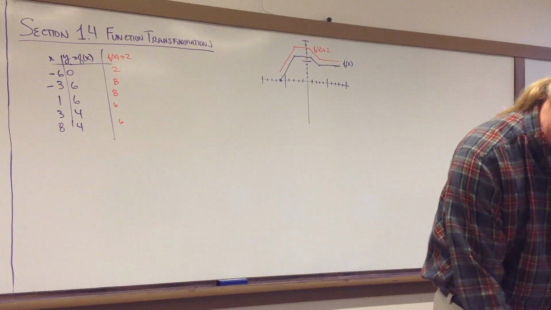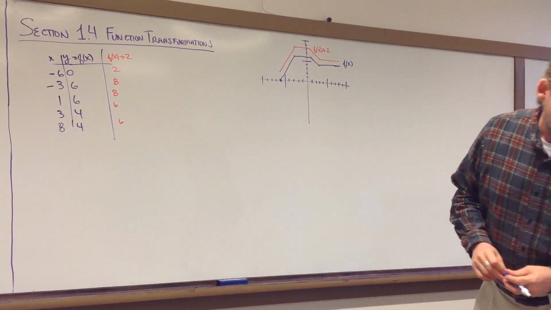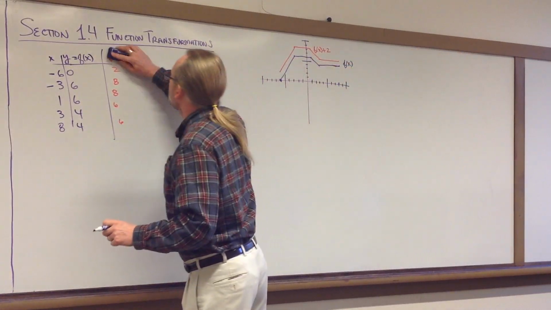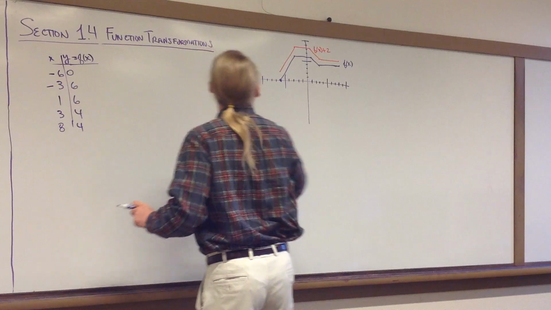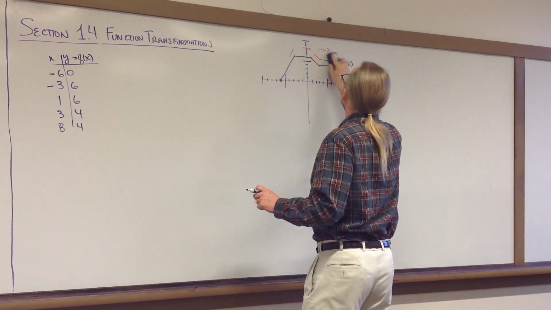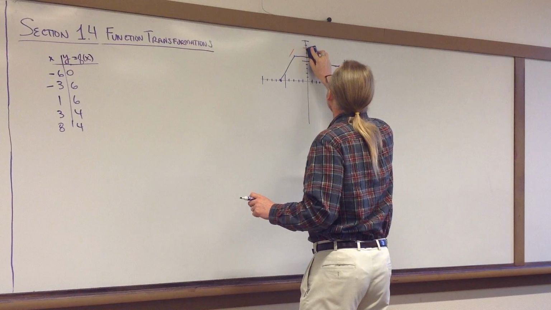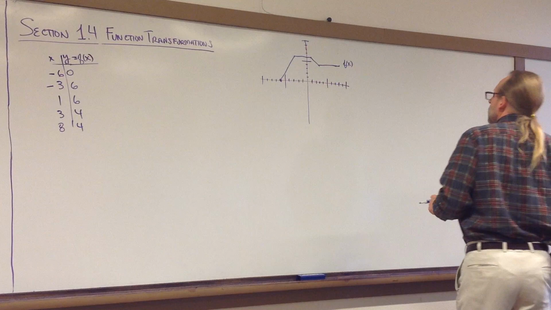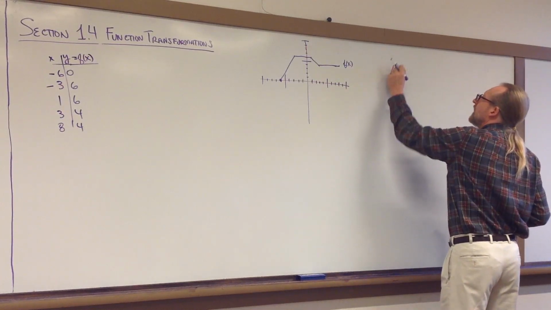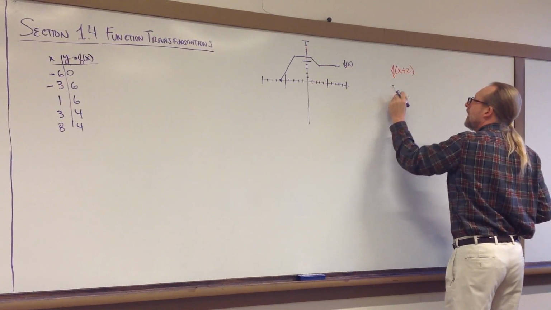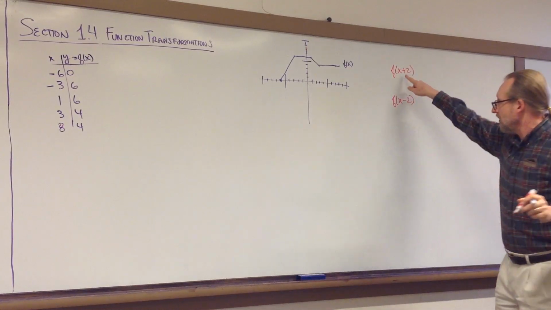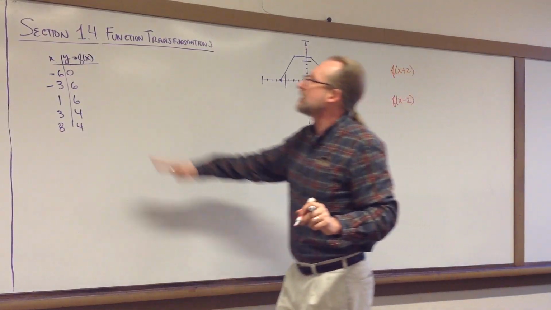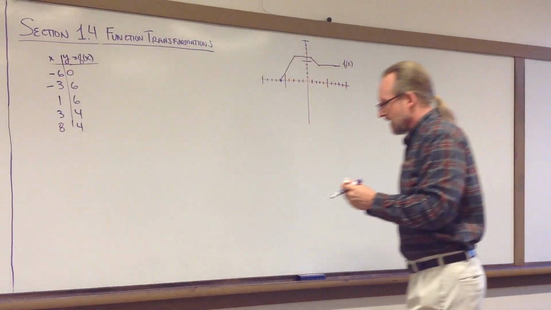Next is the horizontal shift. So let's erase this for a minute. Now, what if we were to consider f of x plus 2 and f of x minus 2? Notice how the transformation is happening inside the parentheses. That means it's going to affect the x values, okay?